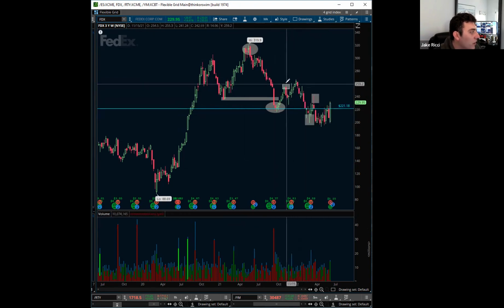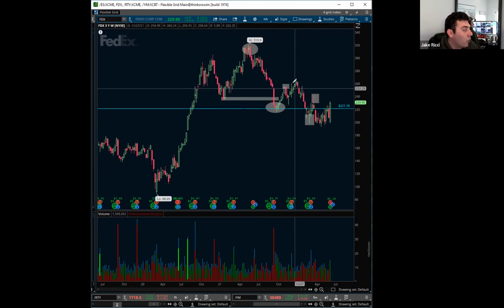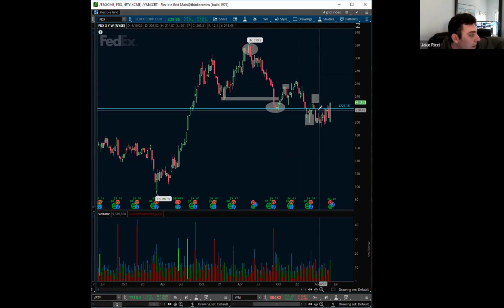By breaking over this previous lower high and by setting a higher low here, we did get, at a brief time, a quick flip into a weekly uptrend. It just failed, right? And when it failed, rather than holding a weekly uptrend, we ended up pulling back and establishing the new sort of downtrend, right?